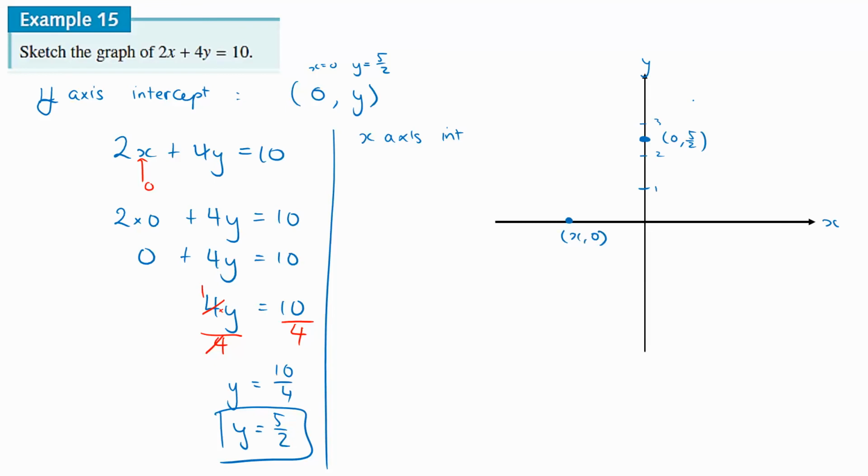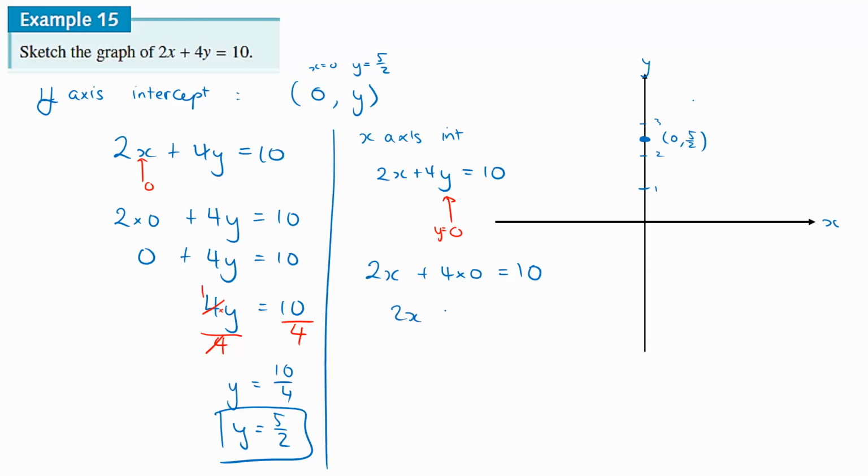I just don't know what x is. So if I know the y-coordinate has to be 0, then in this equation, 2x plus 4y equals 10, I know that the y-coordinate is going to be 0. Y has to equal 0 for it to be on the x-axis. So if that's true, then my equation now becomes 2x plus 4 times 0 is equal to 10.